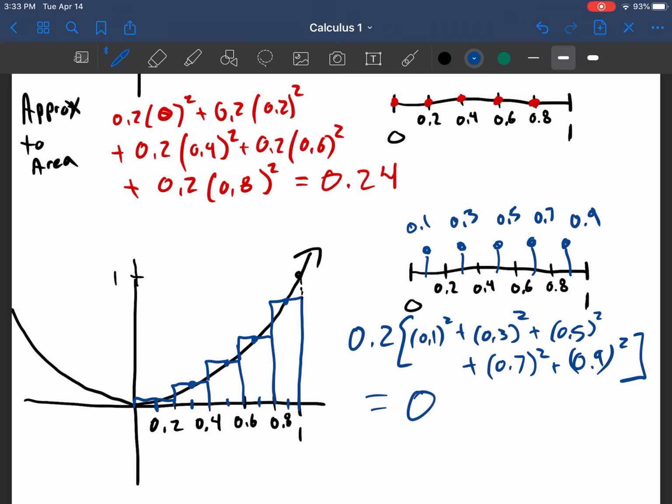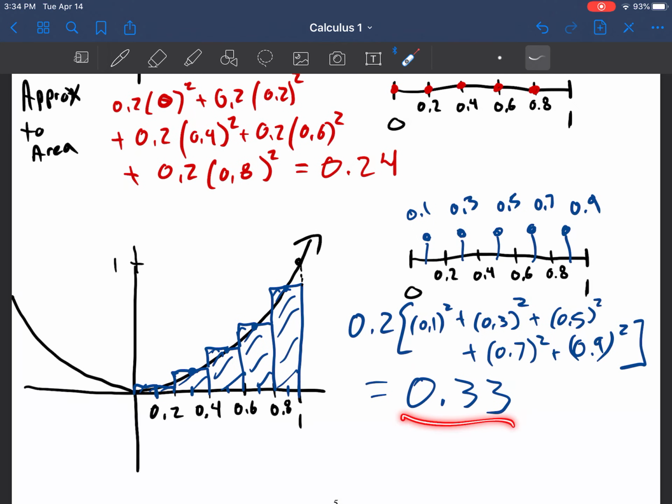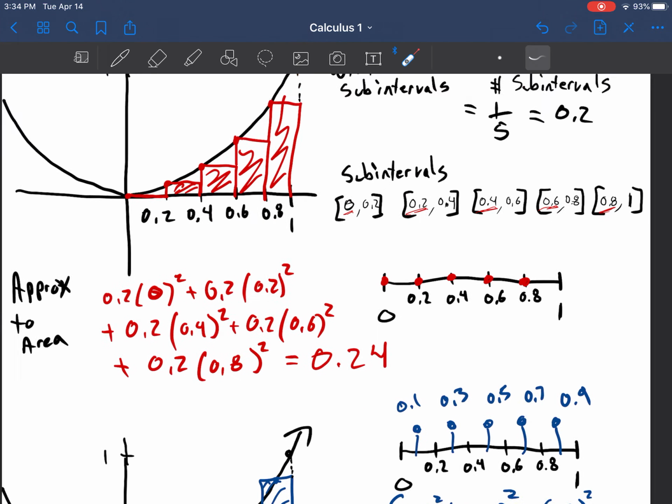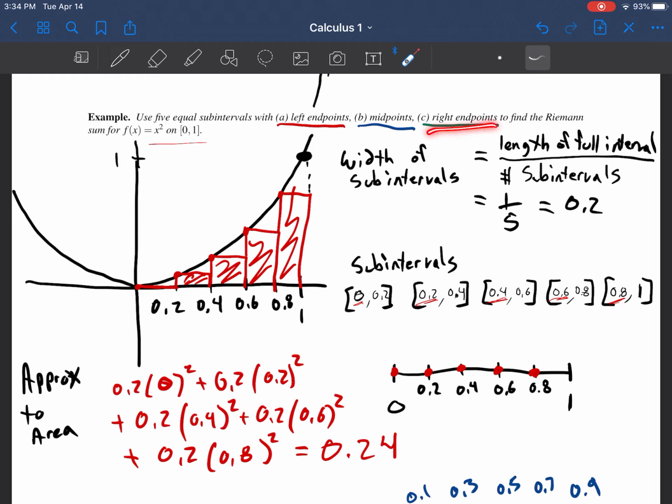So if you punch that into a calculator, you should get 0.33. Okay, so that's what I should get if I find all of these little areas of these rectangles and add them all up. Notice it's not exactly the area I'm looking for because I've got a little gap missing here, and then over here I'm actually overcounting. But it's close. It's actually going to turn out to be pretty close. Okay, so that's what we get when we use midpoints.